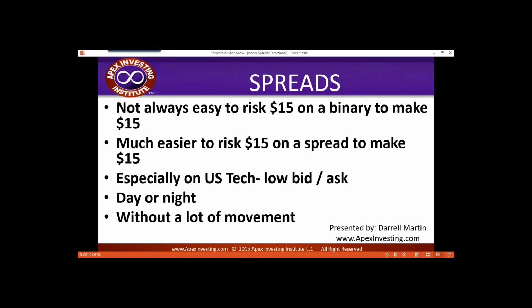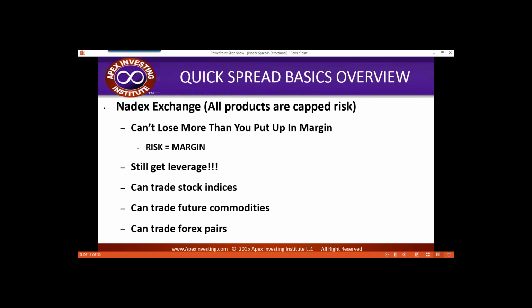It's not always as easy to risk 15 or 20 bucks on a binary to make 15 or 20 bucks on a binary. It's much, much easier to do something like that on a smaller account with a spread, even without a whole lot of movement.